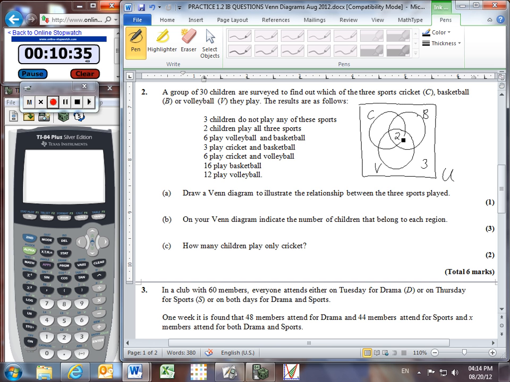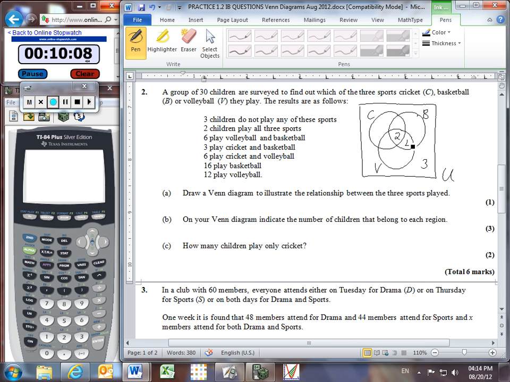Now this is where we have to be careful. It doesn't say 6 play volleyball and basketball but not cricket. It simply says 6 play volleyball and basketball. Some of these 6 might also happen to play cricket. So there's going to be a total of 6 in the overlapping region between basketball and volleyball. 2 of them we've already used in the cricket playing group.